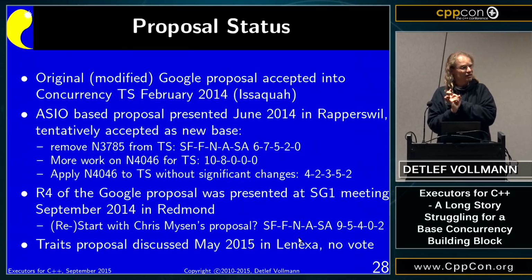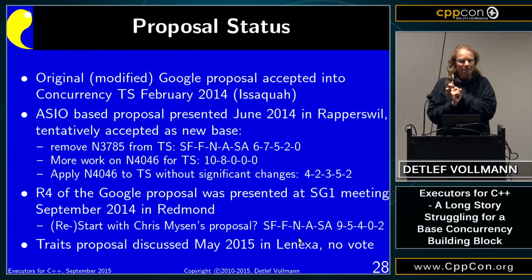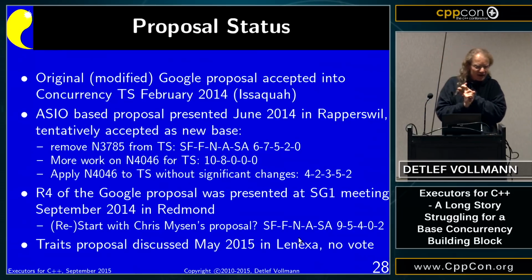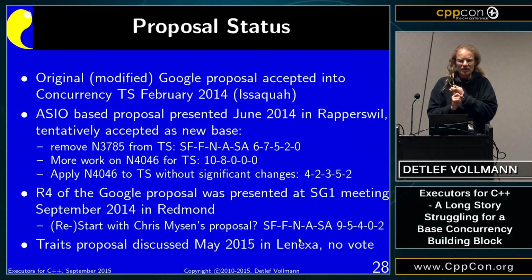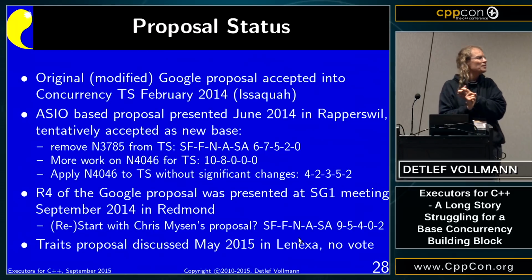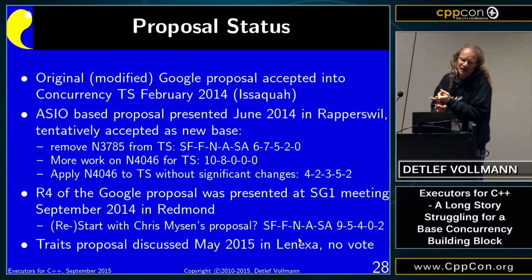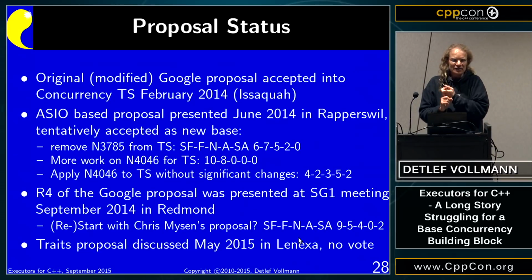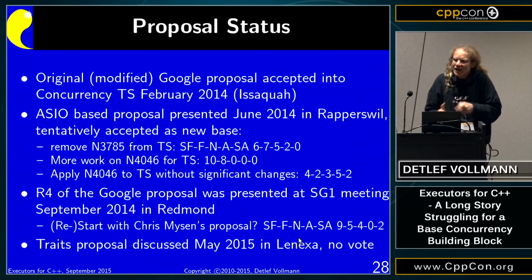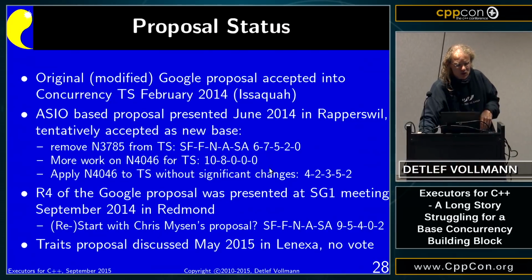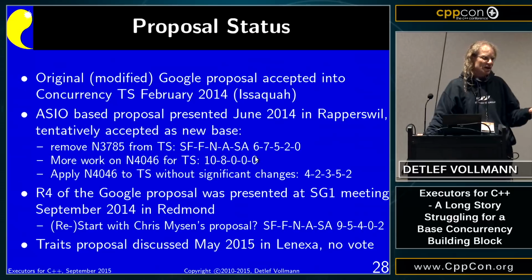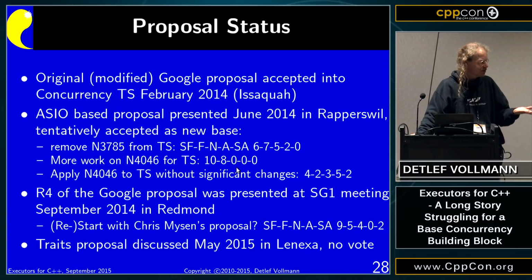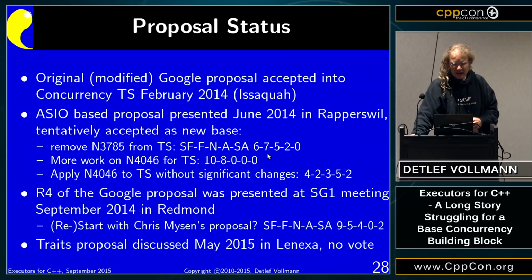In June last year, people came, well, Chris Koloff until then never came to a meeting. He just wrote proposals, but he didn't come to the meetings. And he was in Rapperswil, but Dietmar Kühl actually presented that to the concurrency group. And after that discussion, well, nearly everybody said, okay, we have to remove the original proposal from the concurrency TS. We are not there yet. We cannot use that one as a TS.